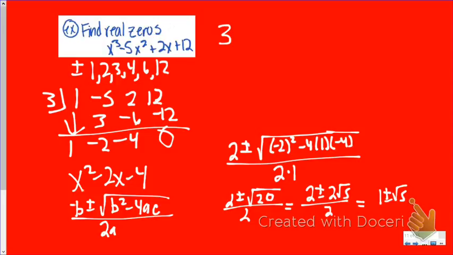So there are 3 zeros here. One of them is 3, one is 1 plus the square root of 5, and then my last 0 is 1 minus the square root of 5. Now you won't always need to use the quadratic formula. That's just if you're trying to find zeros and you can't factor. If you can factor, that's always faster, and I would do that first. But that's a process for factoring using synthetic division.